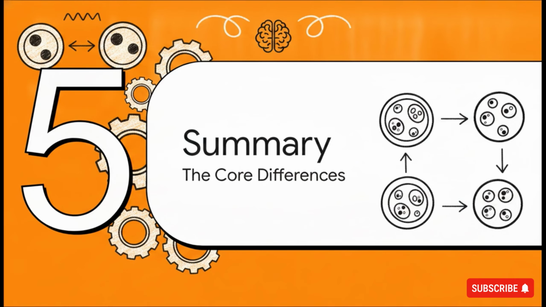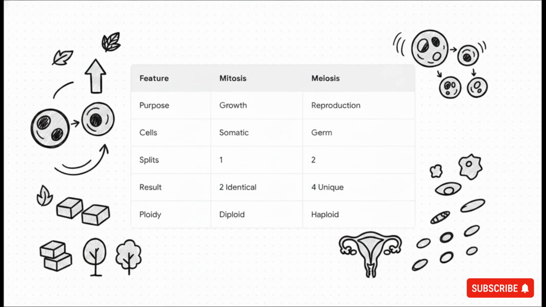Which brings us to our final section, Section 5, Summary of the Differences, the core takeaways. All right, we've covered the macro and the micro, so let's lock this in permanently so you never confuse the two again. Think of this as your master cheat sheet.